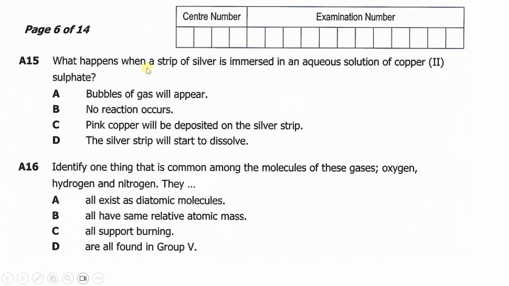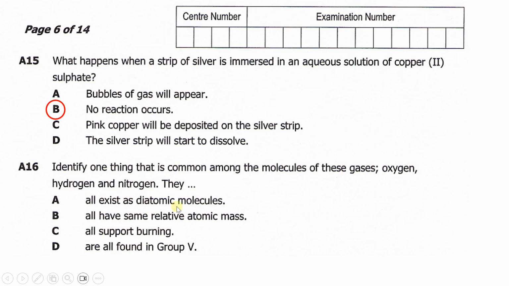Okay, when they say what happens when a strip of silver is immersed in an aqueous solution of copper 2 sulfate, bubbles of gas will appear, nothing, no reaction occurs. Yes, so the correct answer is actually B there. Then A16 says, identify one thing that is common among the molecules of these gases: oxygen, hydrogen, and nitrogen.